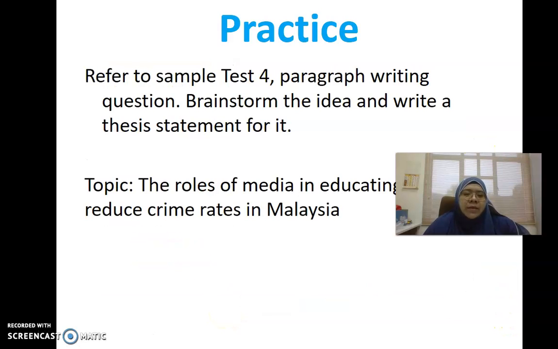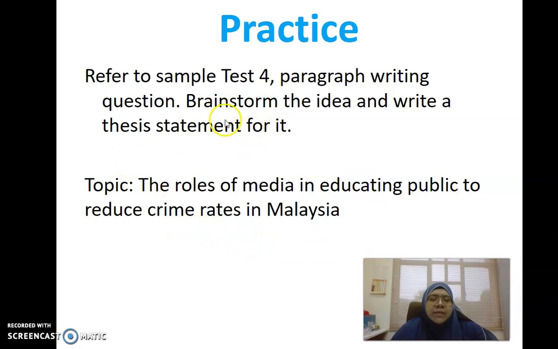This is the practice. Refer to sample test 4. I'm not sure about the test, but you can get the practice after this. Maybe I will give you a topic to write the practice, for example: the roles of media in educating the public to reduce crime rates in Malaysia. What do you think? What are the roles of media in educating the public to reduce crimes like robbery, rape, snatch theft, and so on? How would media play their roles to educate the public to reduce crime rates in Malaysia? This is an interesting topic.